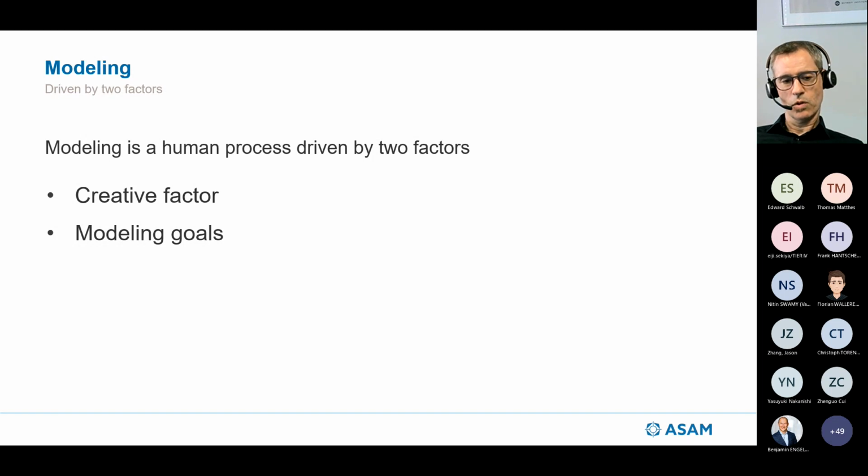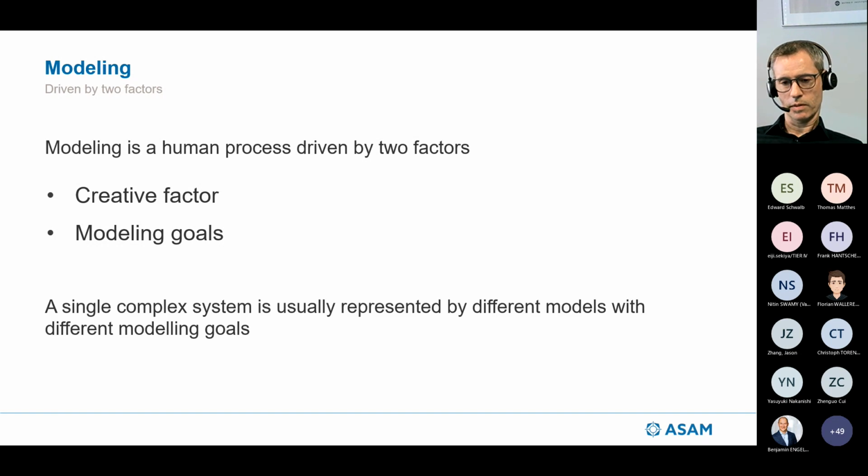That leads us to two observations. The first one is that a single complex system can usually be represented by different models with different modeling goals. This is very important: whenever you have a complex system, it might be represented by many models. And this is going to be important when we talk about the single source of truth. I'm repeating this here: a single complex system is represented by different models with different modeling goals.